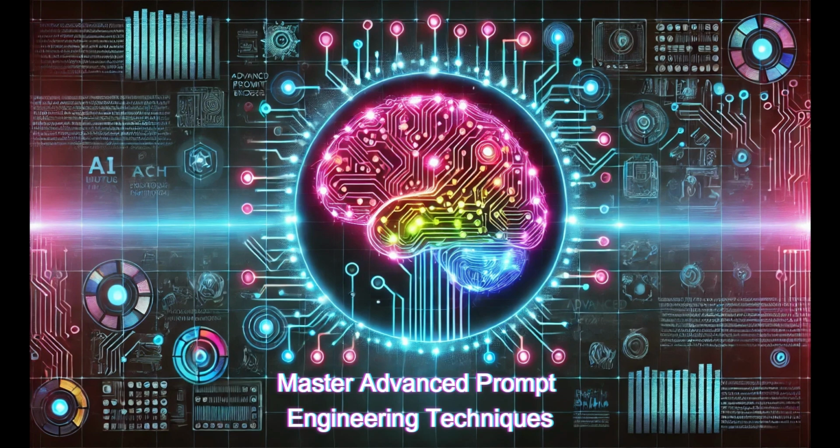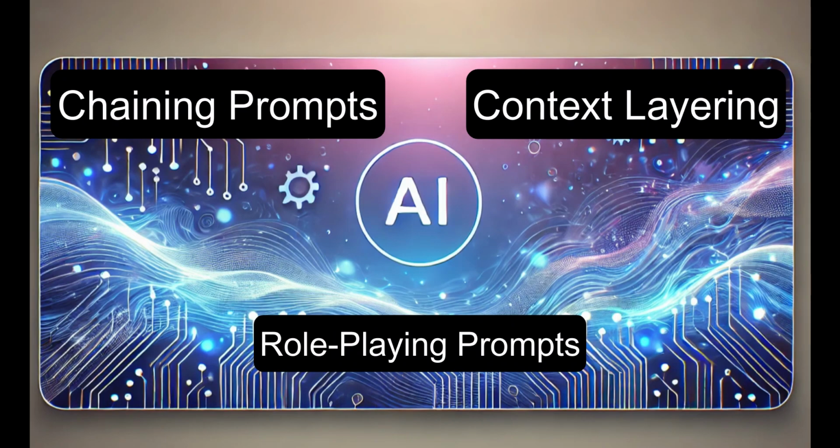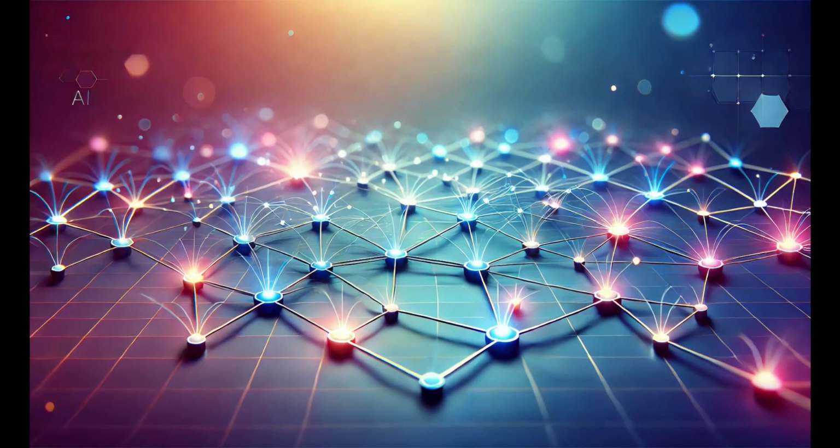In this video, we'll be discussing some advanced prompts. We will talk about three powerful techniques: chaining prompts, context layering, and role playing prompts. This will help you unlock even more creative and accurate outputs from AI. Let's get started. So, let us start with chaining prompt.